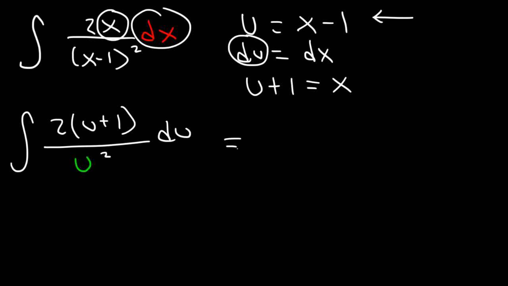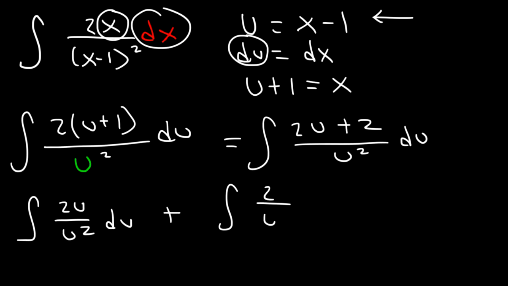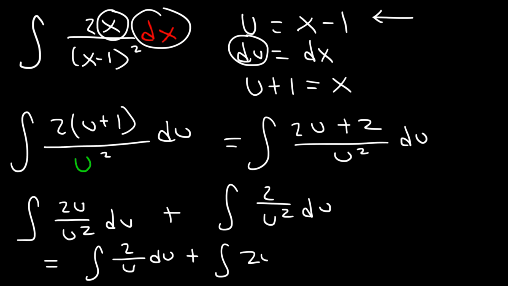So now let's distribute 2 to u plus 1. So we have 2u plus 2 divided by u squared. And at this point, we want to separate the fraction into two smaller fractions. So that's 2u over u squared plus 2 over u squared. Now let's simplify. 2u over u squared, we can cancel a u variable, so it's 2 over u. And for the other one, we can rewrite it as 2u to the minus 2. And now, let's go ahead and integrate what we have.